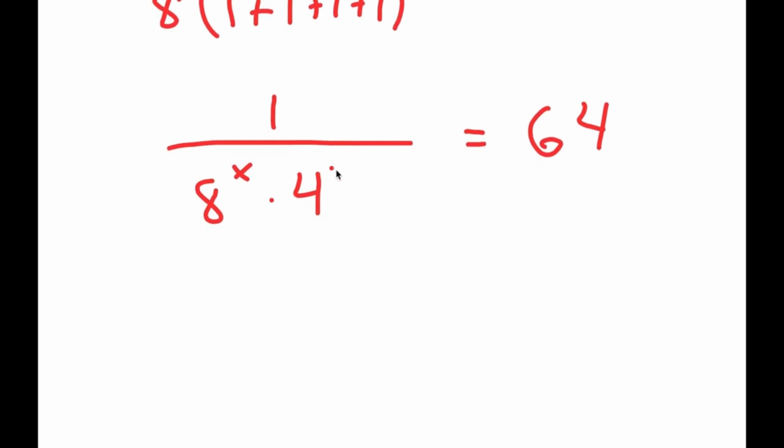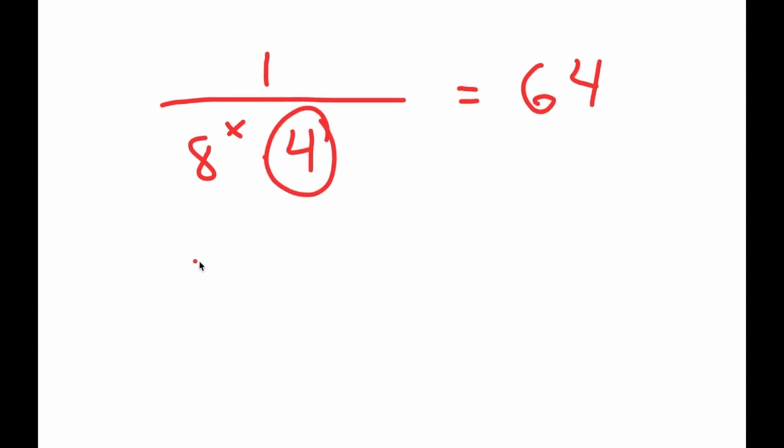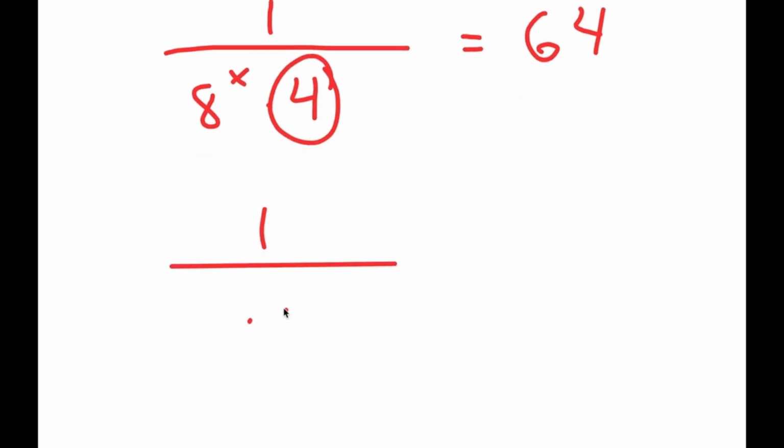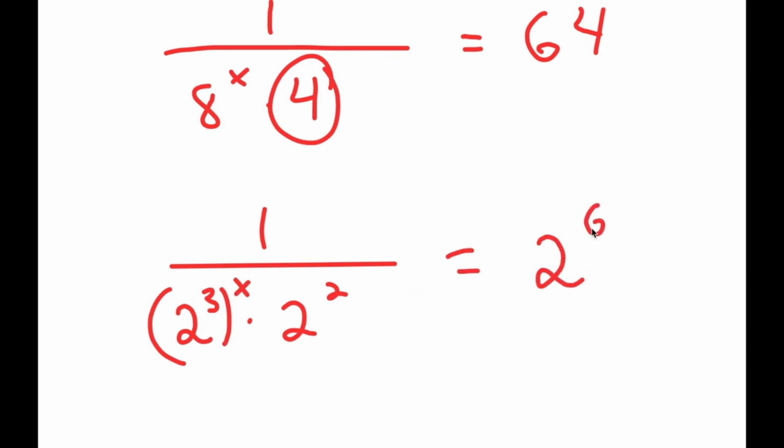Now from here, I'm going to rewrite all these terms in the power of 2. So 4 here is equal to 2 squared. 8 is the same thing as 2 to the power of 3. So I have 2 to the power of 3 to the power of x. And finally, 64 is the same thing as 2 to the power of 6.